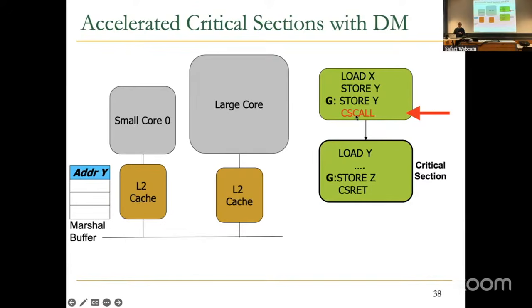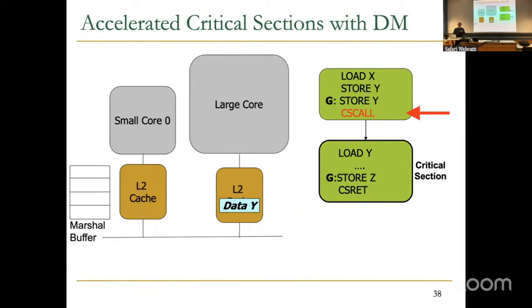When it gets to a CS call instruction, which is the critical section call for a particular critical section, there's special hardware that, as this instruction executes, goes through the Marshal buffer, takes each address, accesses the small core's cache, and takes the data and sends the address and data to the large core's cache, L2 or L1, depending on the analysis that you've done.